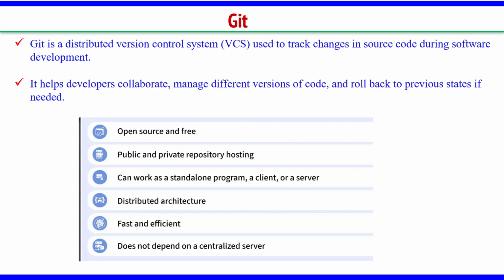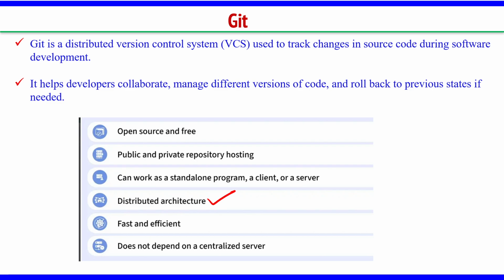So what are the important features of Git? It is open source and freely available. And then public and private repository hosting. You can put your code publicly or you can make it private also. Let's say some 10 developers are building some system, everyone has different locations, they can create a private repository and they can work without knowing the public. It can work as a standalone program and it follows distributed architecture.